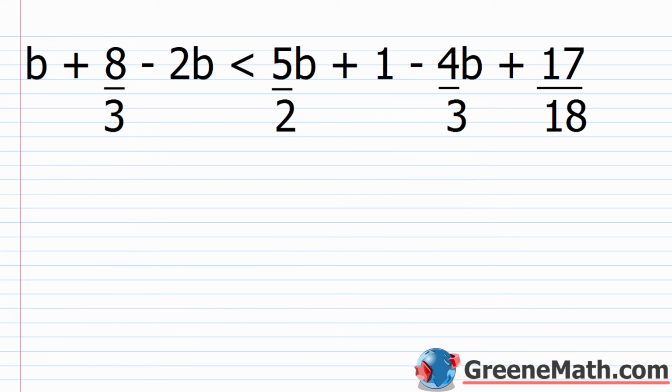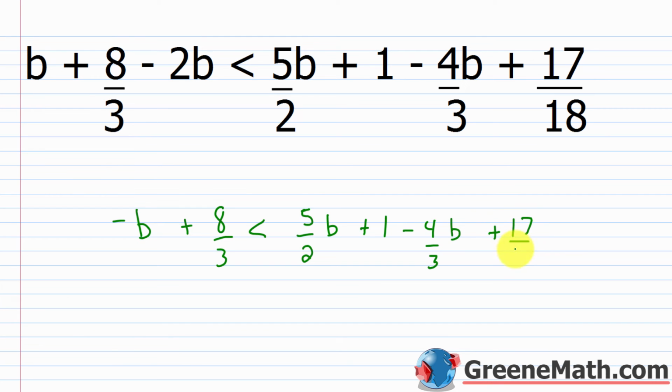All right, so we also have ones that have fractions involved. So just like we saw with equations, we can multiply both sides by the LCD. Now, I'm going to simplify before I start. So we have b plus 8/3 minus 2b is less than 5/2 b plus 1 minus 4/3 b plus 17/18. What can I do? Well, I know b minus 2b would be negative b plus 8/3 is less than. Nothing really I can do here without working with fractions. So let's just write 5/2 b plus 1 minus 4/3 b plus 17/18.